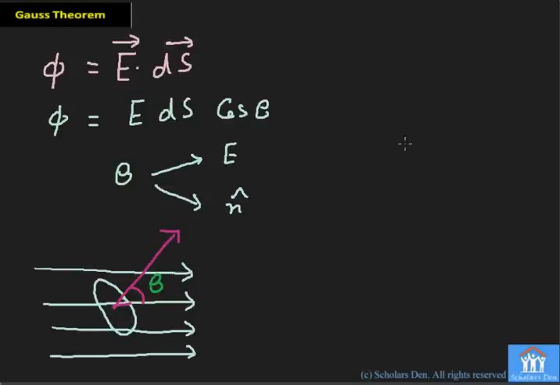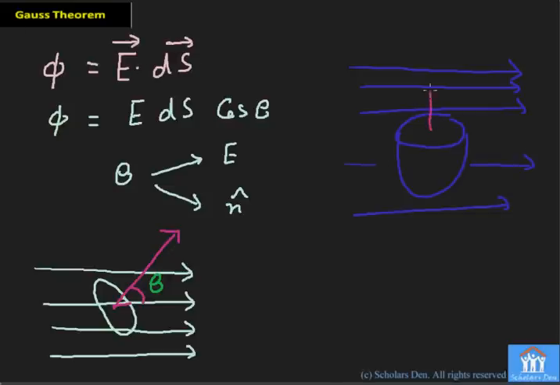So just imagine that you have a surface, suppose this is your surface like this, right? Cross section here means the container is like this. Just imagine a container like this, and the electric lines are going like this. These are your electric lines. Now if you plot the normal vector, it will be somewhat like this. This will be a normal vector.